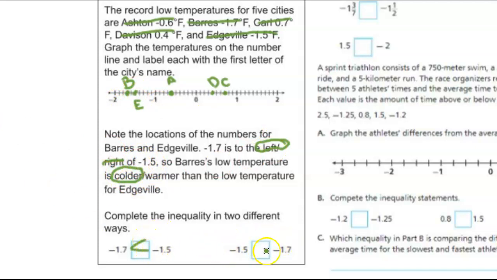Now, they just flip the numbers. When you flip the numbers around, you flip the sign around. Negative 1.5 is on the right-hand side. It is right here, if you see my really terrible arrow I just drew. Numbers on the right-hand side are bigger than the numbers on the left-hand side, making it greater than. Whenever you flip the numbers, you flip the sign. So negative 1.7 is less than negative 1.5, meaning negative 1.5 is greater than negative 1.7.